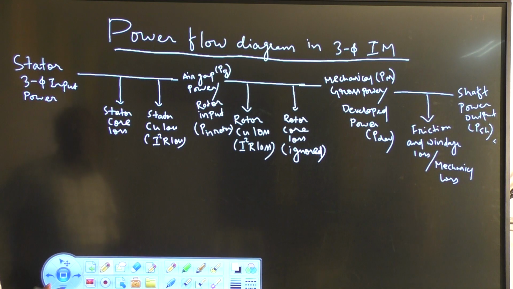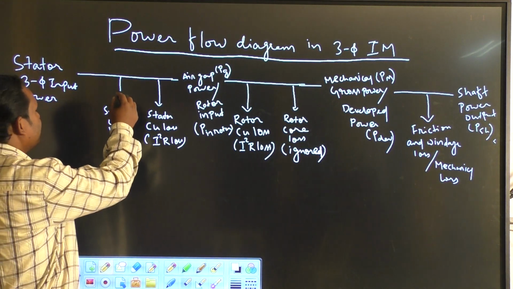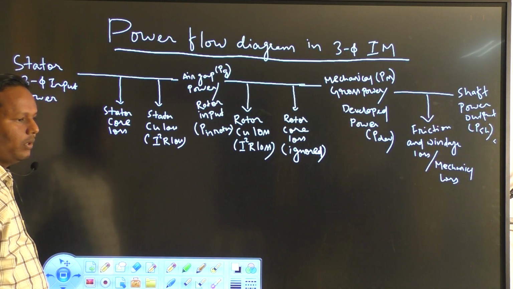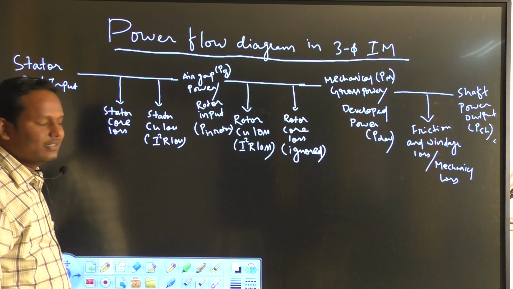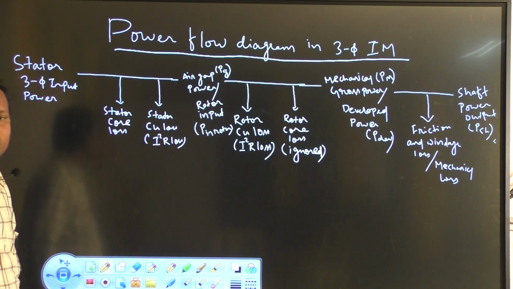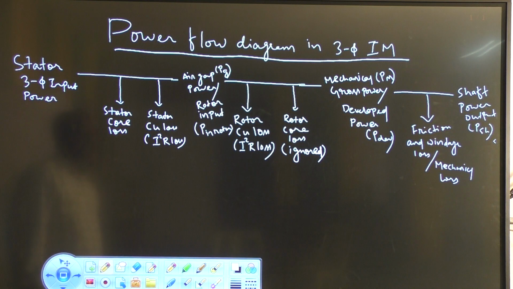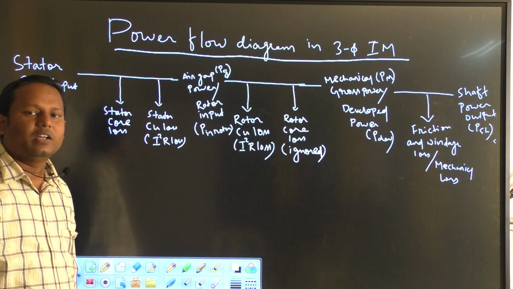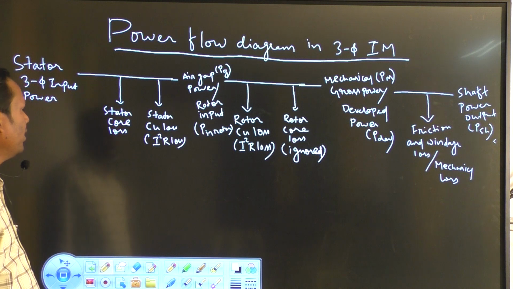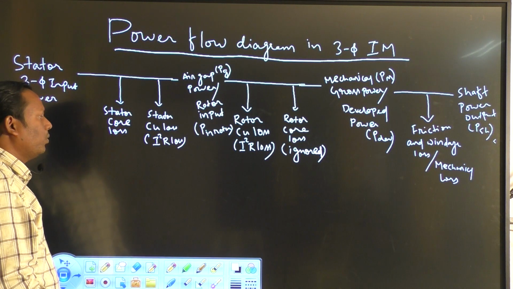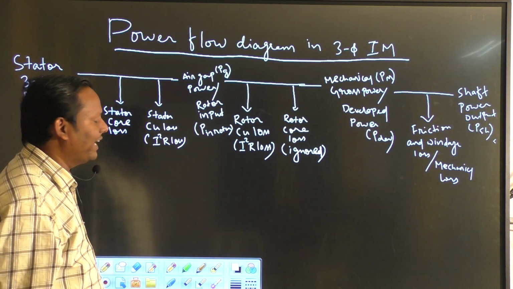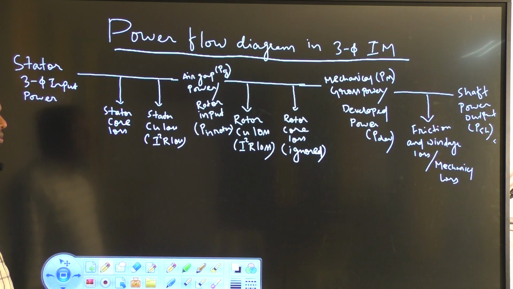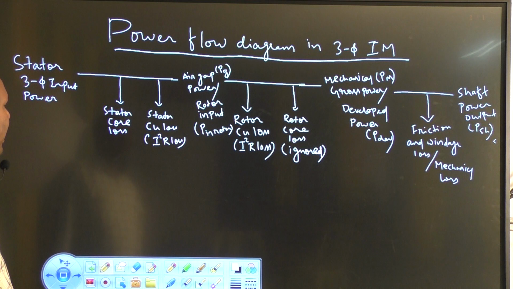When we give the power to the stator, stator core loss will occur. It occurs due to the iron part. In stator core loss, there are two parts, hysteresis loss and eddy current loss. Hysteresis loss is directly proportional to frequency, and eddy current loss is directly proportional to frequency square. After the stator core loss, another loss will occur, that is stator copper loss, which is directly proportional to I square, also known as I square R loss.